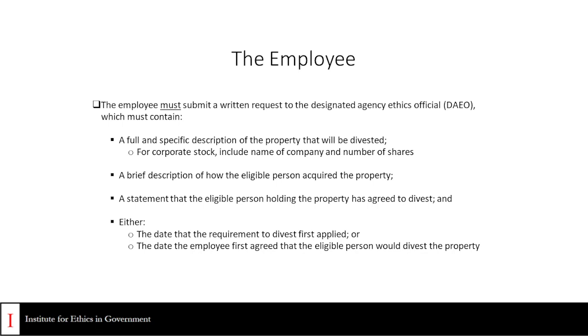Within the items that the employee must include, I mentioned the eligible person. So I'm just going to briefly touch on who is an eligible person. An eligible person can be the employee. It can also be the employee's spouse or any minor or dependent child of the employee. And lastly, an eligible person may be any trustee holding property in a trust in which the employee, the spouse, or any minor or dependent child has a beneficial interest in the principal or income of the trust. So I just wanted to have that defined for you, because that's very important.